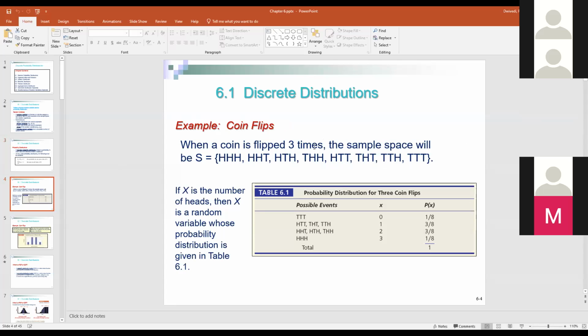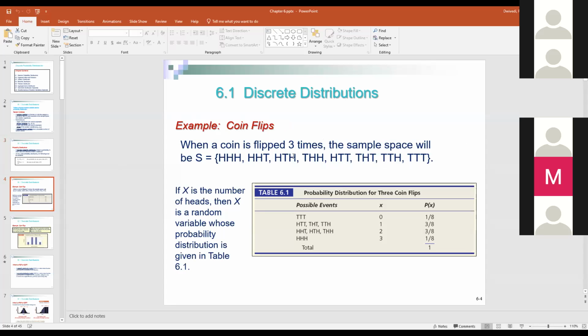What are the possibilities? All 3 heads, 1 head, 2 heads, 1 tail, or first could be head, second could be tail, third could be something else. So all these are possible chances, and this is called the sample space. So these are the possible events.